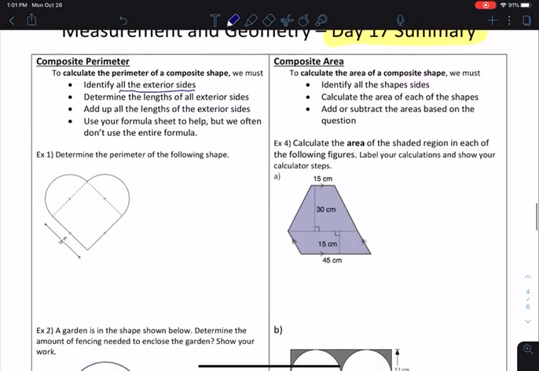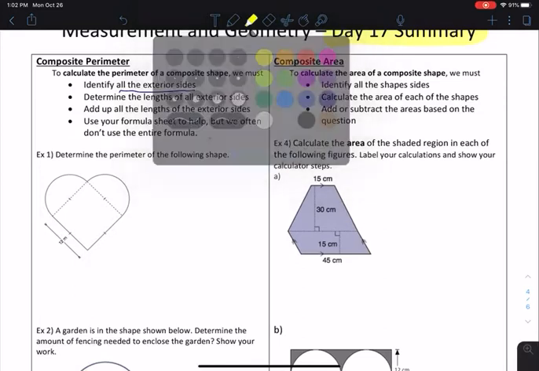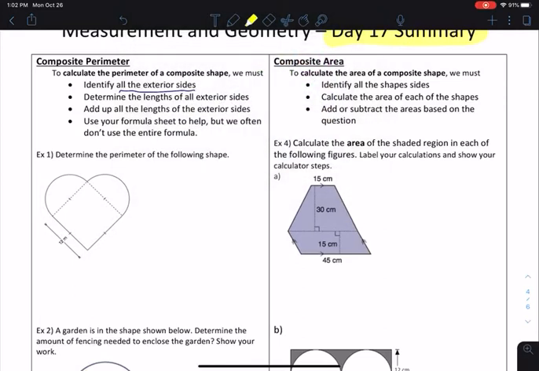So I'm going to look at the very first one here, which is a funky heart shape. And so first identifying my exterior sides. These are my sides that I need to add up. I need to know the length of all those sides. So I'll start with the easy one.